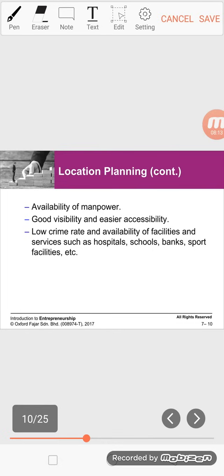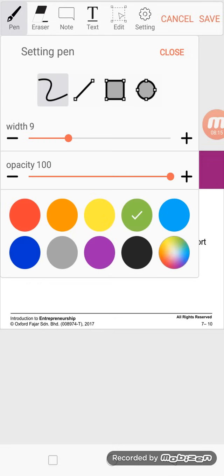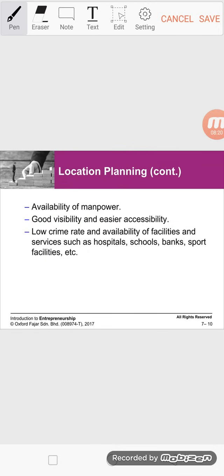Okay, yang paling pentingnya ni lah low crime rate. Okay, we don't want to open our shop ataupun do our businesses dekat place that are very dangerous to us as the entrepreneurs, but also dangerous to our customers as well. Okay, so customers takkan datang kat tempat yang macam dia akan kata bahayalah kat tempat tu, tak nak aku, so nanti tak laku juga.